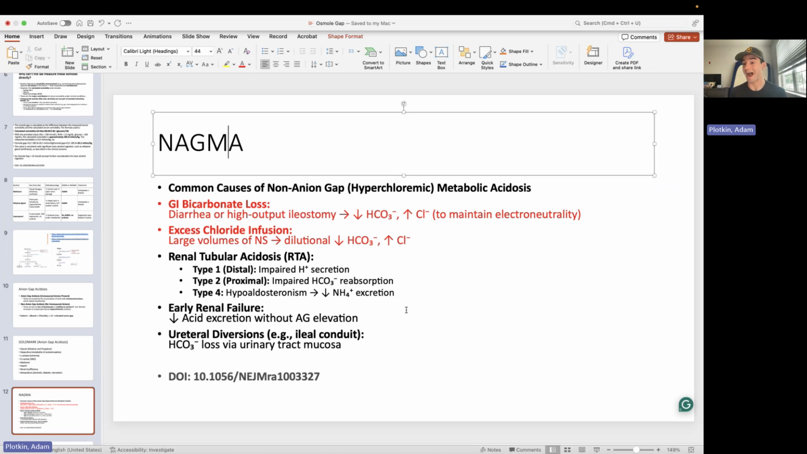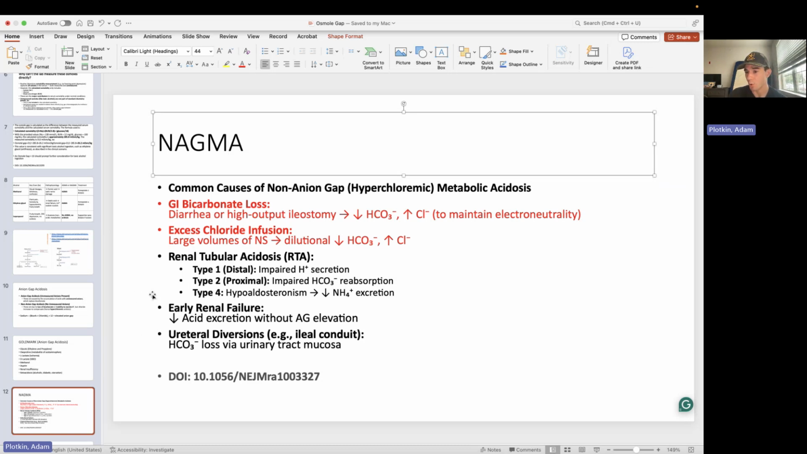It puts us into a non-anion gap metabolic acidosis. It's a hyperchloremic metabolic acidosis. I'm sure at some point you memorized the stupid Anki card where you're like, normal saline can cause hyperchloremic metabolic acidosis, and you probably just stopped at that. Now you understand the why, and you'll never forget it, right?